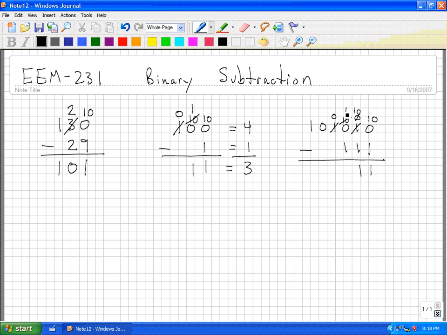I go to the next column. 1 minus 1 is 0. Then there's nothing here. So I bring down this 0, bring down this 0, and bring down that 1.